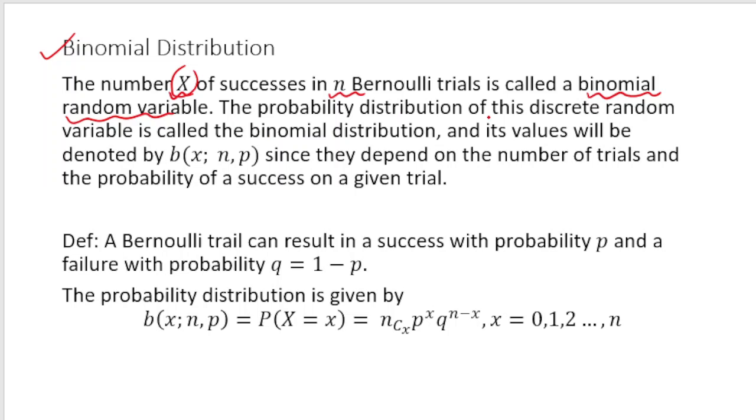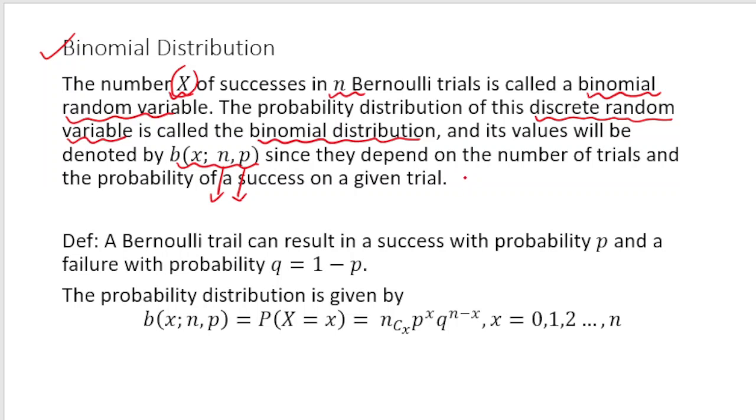And the probability distribution of this discrete random variable, now this is a discrete random variable, it is also very important. Sometimes they ask whether the binomial distribution is discrete or continuous. So it is discrete, I will explain why. The probability distribution of this discrete random variable is called the binomial distribution, and its value will be denoted by b(x; n, p), where x is the value that the random variable capital X can take, n is the number of trials, and p is the probability of success.